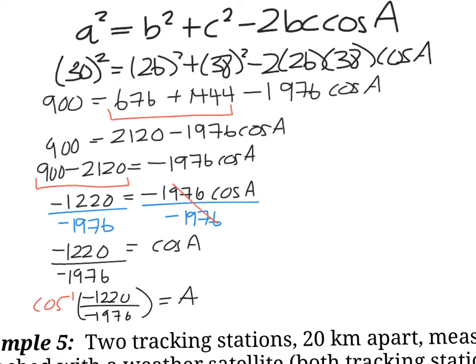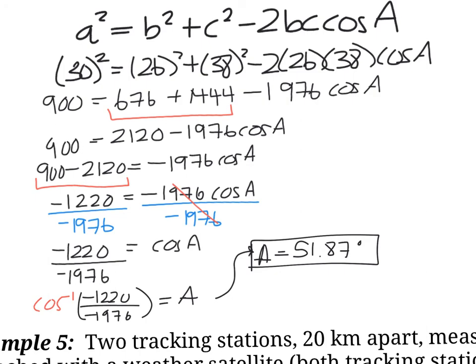So all into the calculator all at once, we're going to put this in. It's going to be the cos inverse of negative 1,220 divided by negative 1976 and the bracket, and see what you get. Did you get approximately 51.87? And that's going to be in degrees because we were looking for an angle. If you didn't get that, carefully make sure that it looks like this in your calculator. Try it a few times. Reach out to me if you're still not getting it.